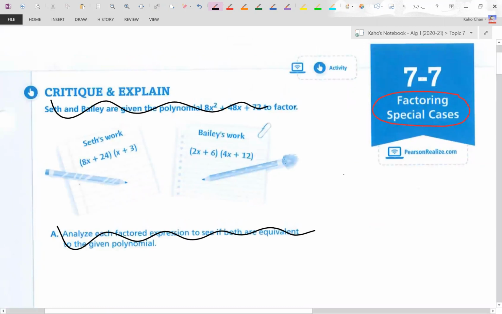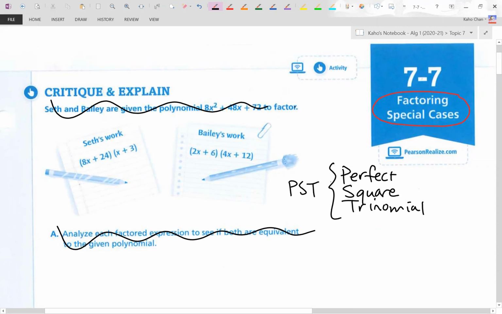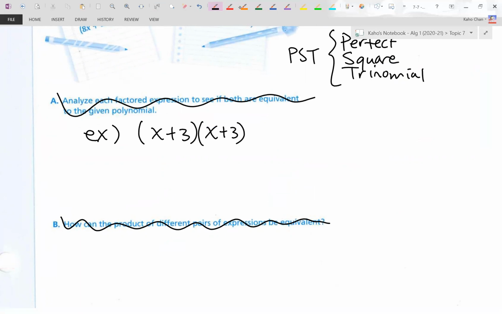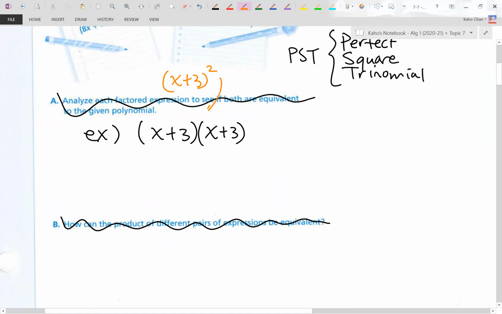In 7-3, we learned about something called the perfect square trinomial. I'll sometimes refer to this as PSTs. To create a perfect square trinomial, you might have had an example like this. Take a binomial, such as x plus 3, and square it. When I say square, it literally means take it and multiply by itself. So this might have come from x plus 3 squared, which means that.